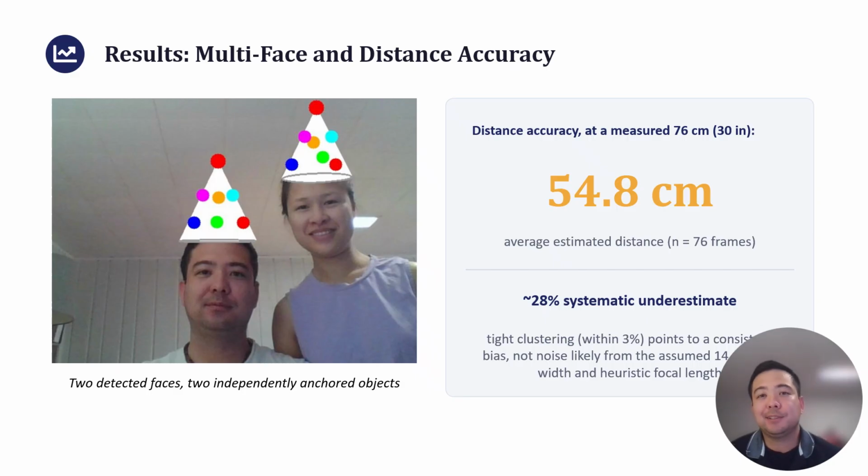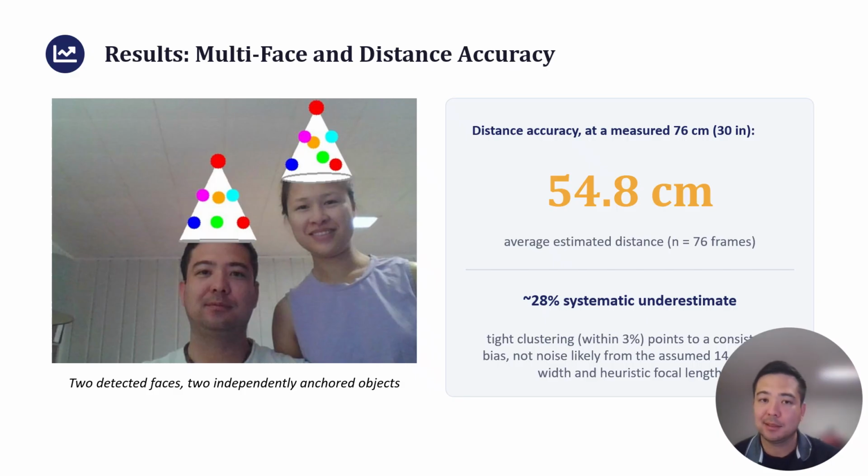So after testing various objects anchored to the face, there were two more tests that I was looking to try out. First, to see if more than one face can be detected and applied objects to them at the same time. I confirmed this by having my trusty volunteer, another person, next to me in the frame, and the system correctly rendered two independent objects, one per detected face.